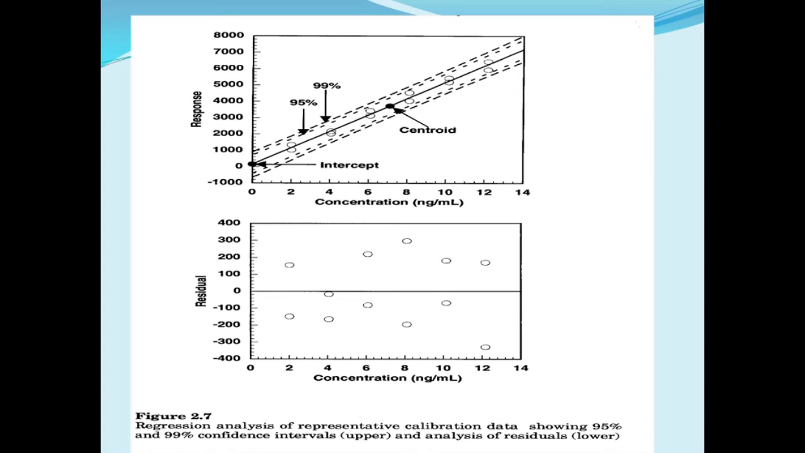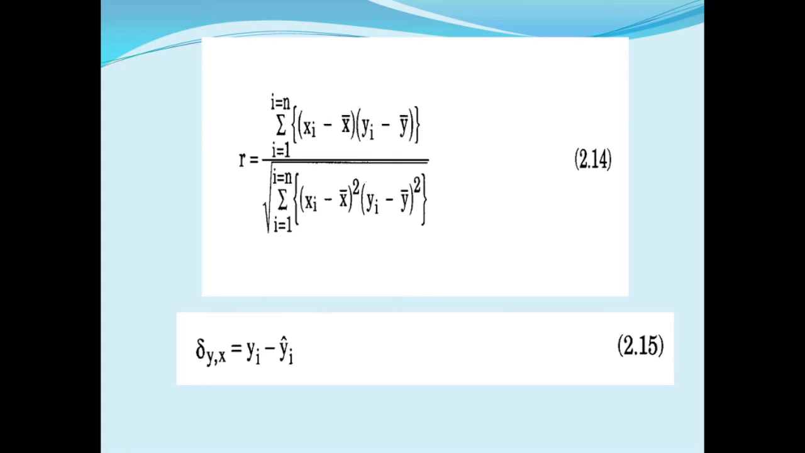This is equation 2.14. Correlation coefficient R is equal to the summation, with limit going from i equal to 1 to i equal to n, of xi minus x bar into yi minus y bar, upon the square root of the summation from i equal to 1 to i equal to n of xi minus x bar whole square into yi minus y bar whole square.